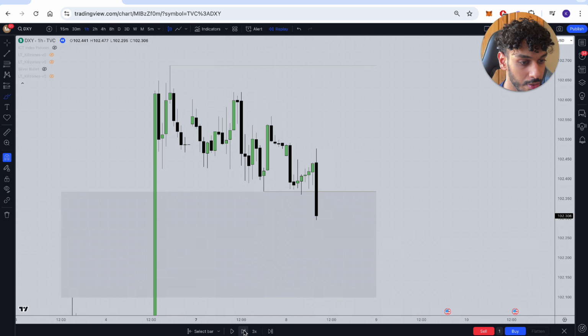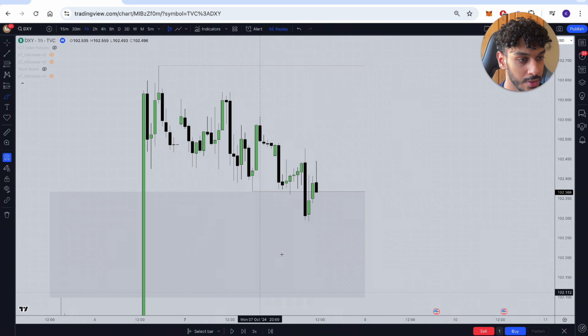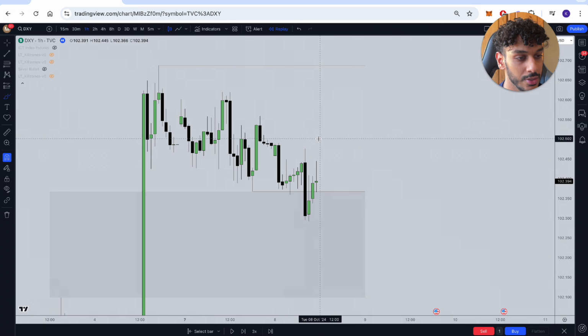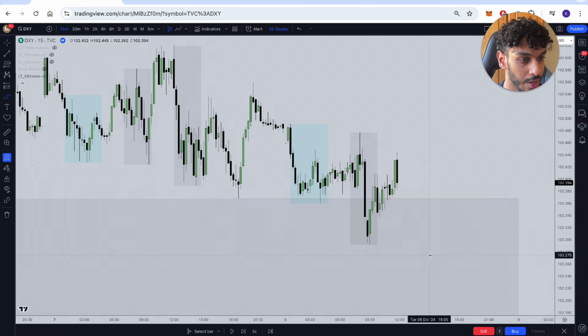So 8 a.m. comes in, bullish closure wasn't too aggressive, which is fine. And you can see we slowly proceed and go higher. Great. Okay, so that was the London session. So let's actually have a think about what's happened here. So liquidity has been taken.